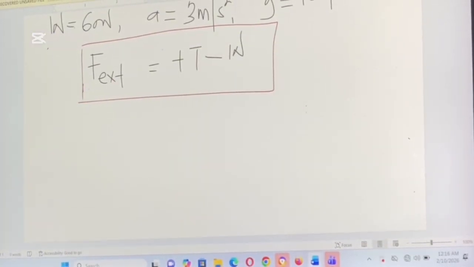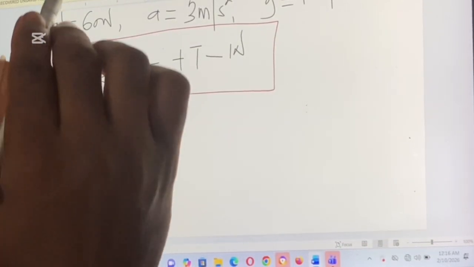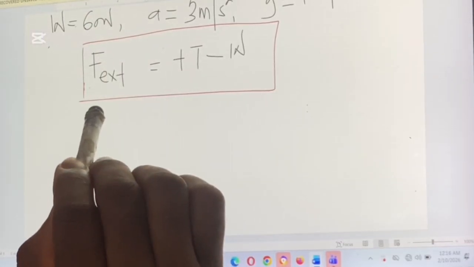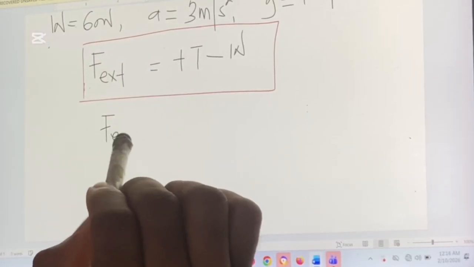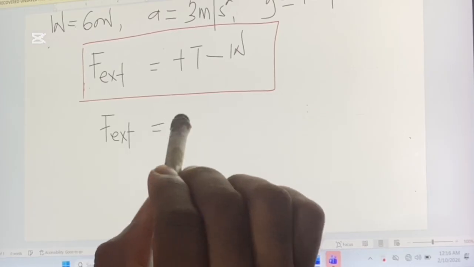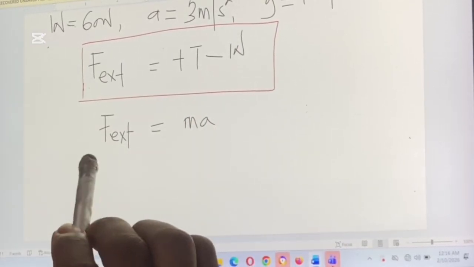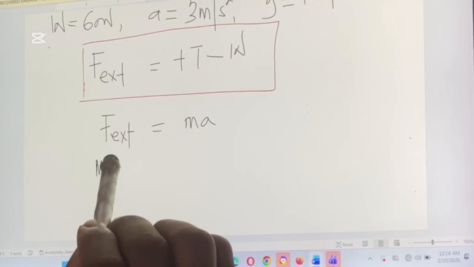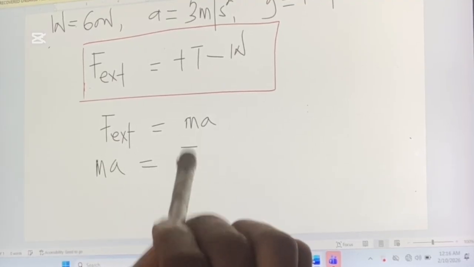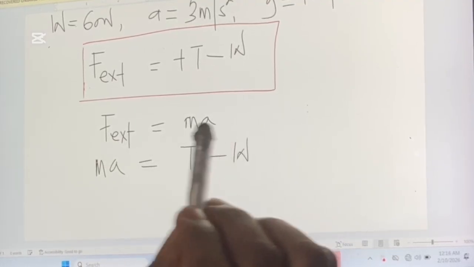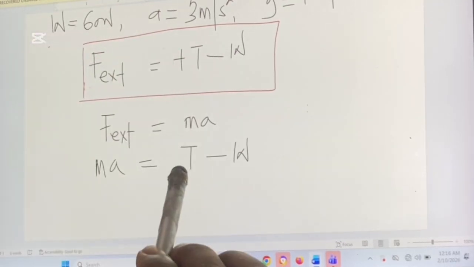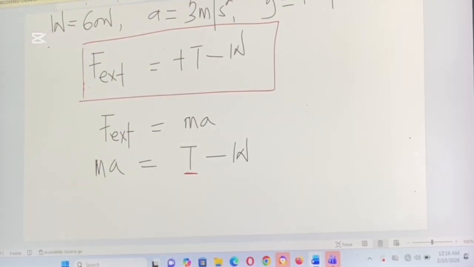Okay, now let's replace what is given to us here, class. From Newton's second law, we know that external force or resultant force is the same as ma. Please don't forget. So when you replace this, ma is equal to T minus W. And we are asked to find the force acting on the body, and the force acting on the body is T, that is tension.